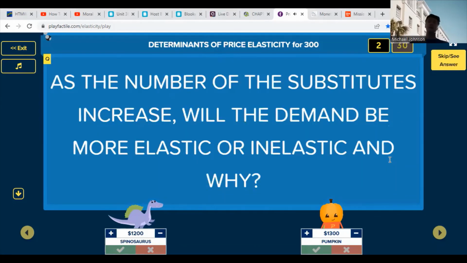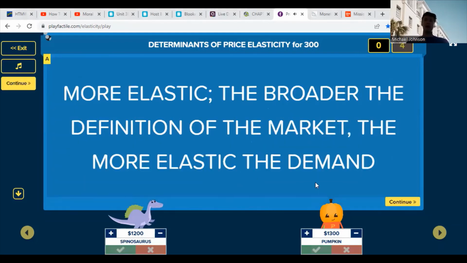As the number of substitutes increases, will the demand be more elastic or inelastic, and why? Yes, everyone. Great job, everybody. I'll give every team a point for that one.